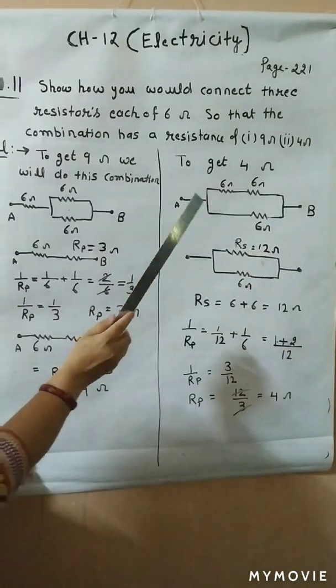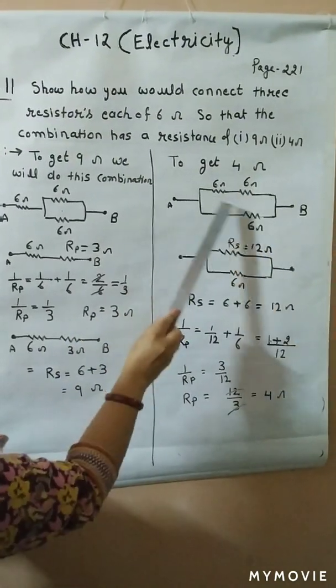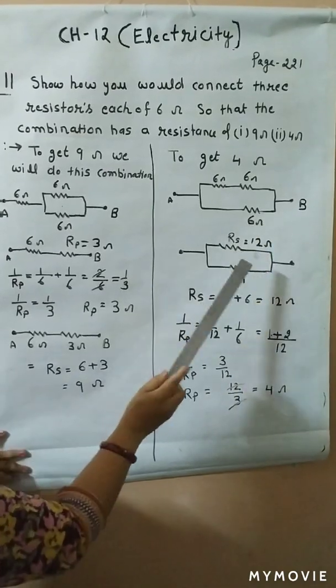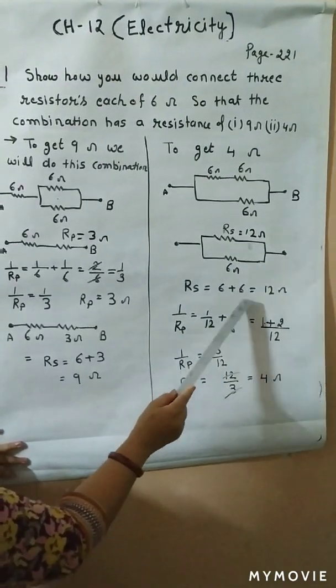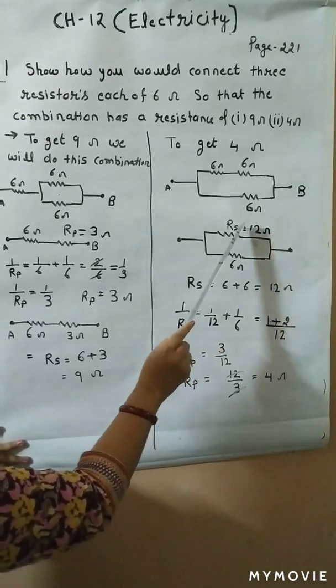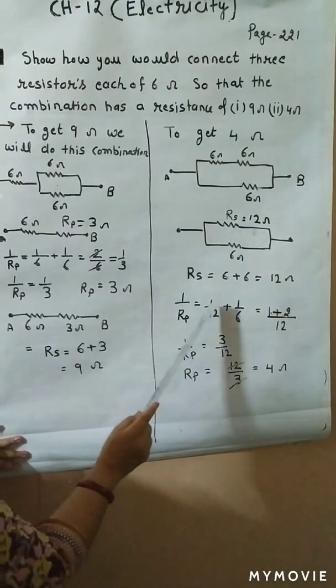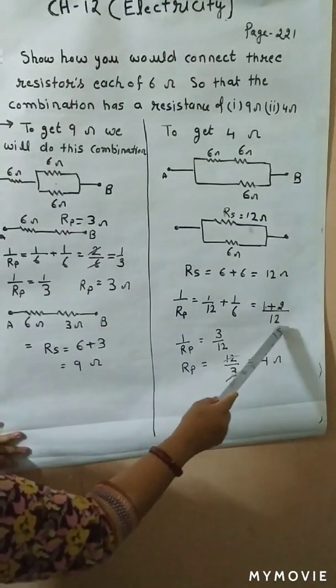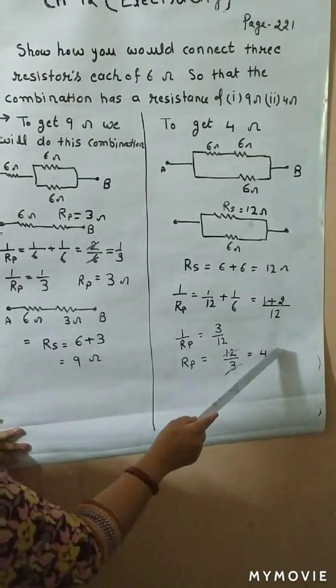Now to get 4 ohm, first connect 2 resistors in series and their total in parallel with the third one. When we connect 2 resistors in series, 6 plus 6, you will get 12 ohm. Now this combination is in parallel with the third one: 1 by 12 plus 1 by 6. Take the LCM and when you solve it you will get your answer 4 ohm.